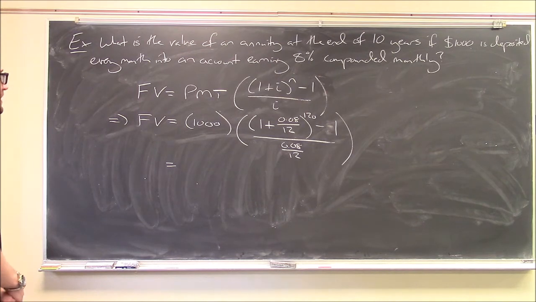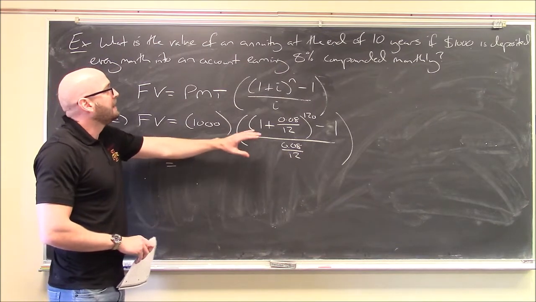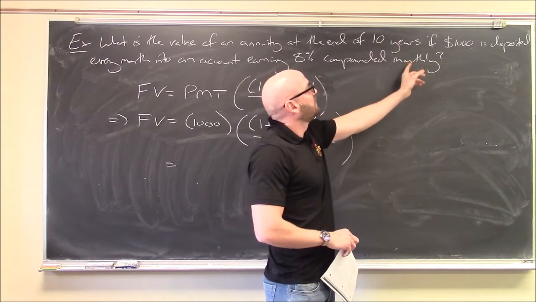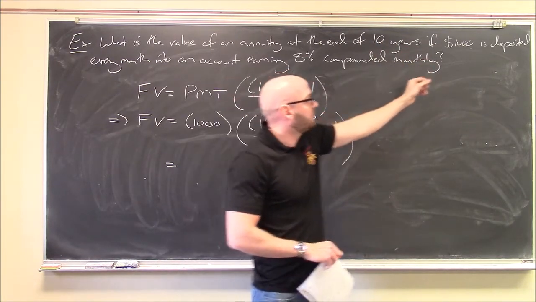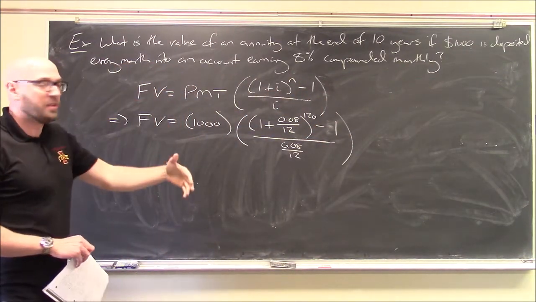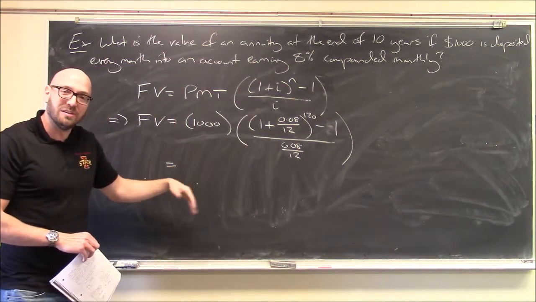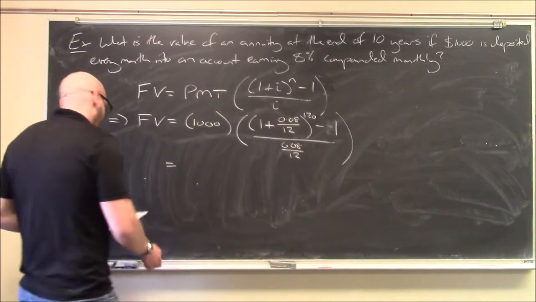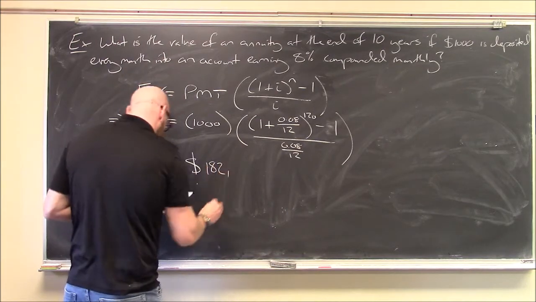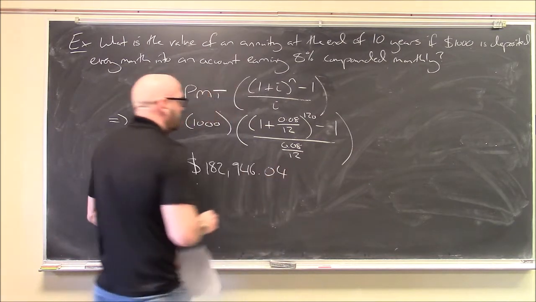Plug this all into a calculator, and I get, well, for starters, what would be a reasonable number? Just to check, make sure that your answer is reasonable. How much money have I actually deposited? We've got 10 years, every single month, so 120 deposits total of $1,000. So I'm expecting at least $120,000. It should be more than $120,000 because we've got all this compound interest going on. But if I have something less than $120,000, I've definitely made a mistake in my calculations, right? But if you plug this into a calculator, you get $182,946.04.